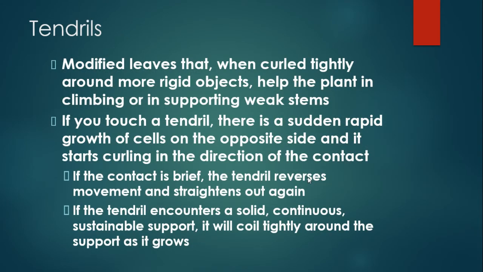A tendril is a modified leaf, and when curled tightly around more rigid objects, it's going to help the plant to climb or be supported with weak, tiny little stems. A lot of bean plants have these tendrils. If you touch a tendril, there is a sudden rapid growth of cells on the opposite side, and it's going to make that tendril start to curl in the direction of the contact.